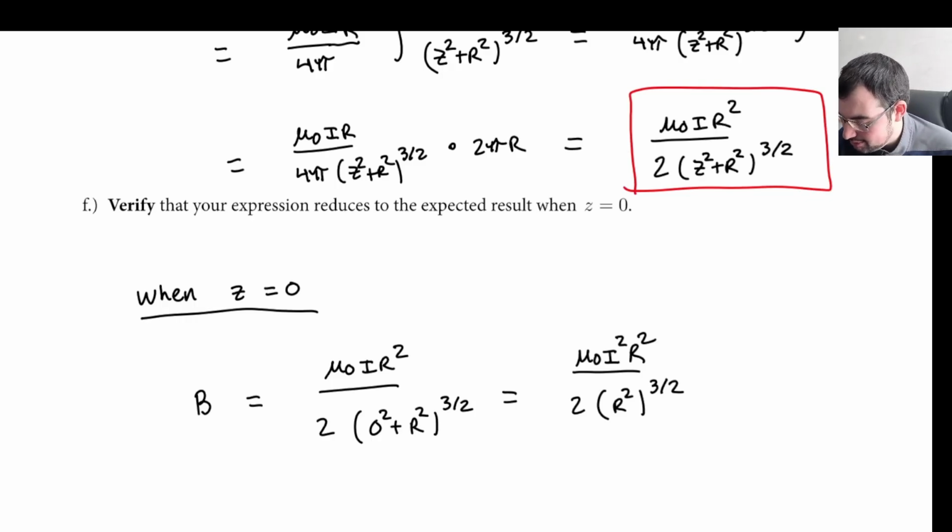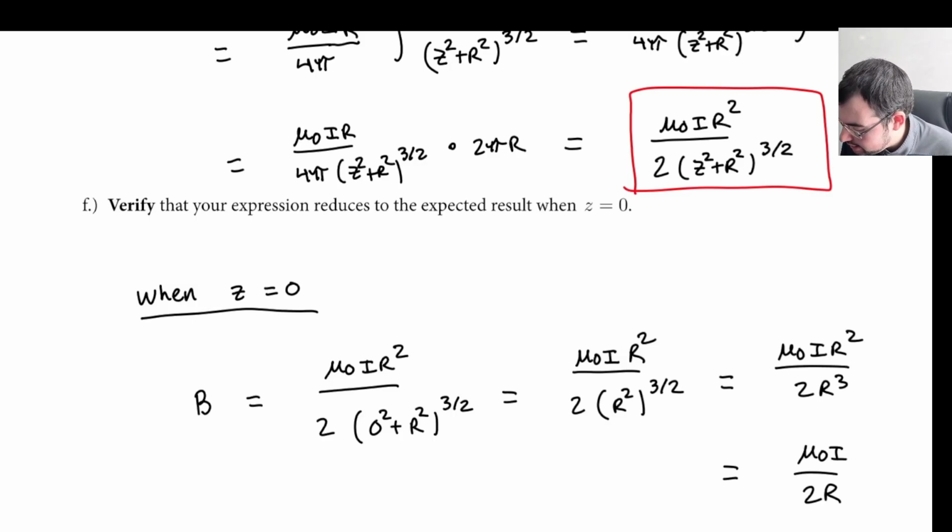Forgot my square. I put my square on the wrong thing here. And then remember what it means to be a 3/2 power. The 1/2 cancels with the 2, so I get an r cubed on the bottom. So I get mu naught I r squared over 2r cubed. And just like magic, those two r's cancel, so I get mu naught I over 2r, as expected.